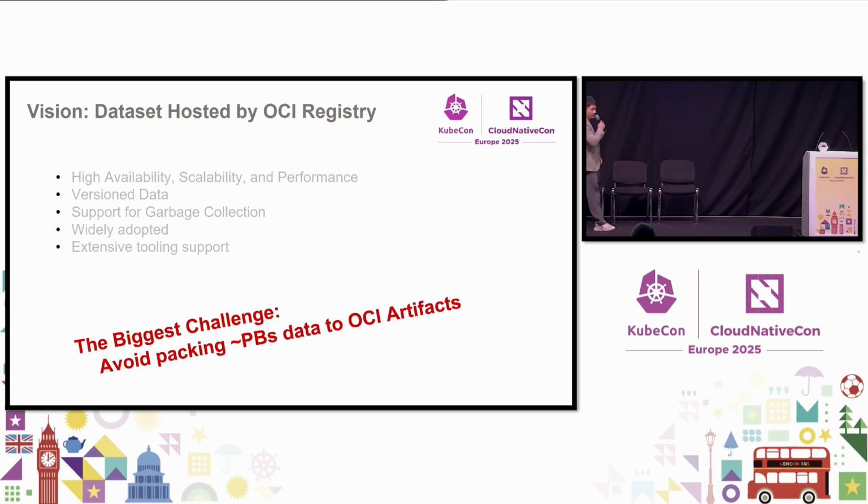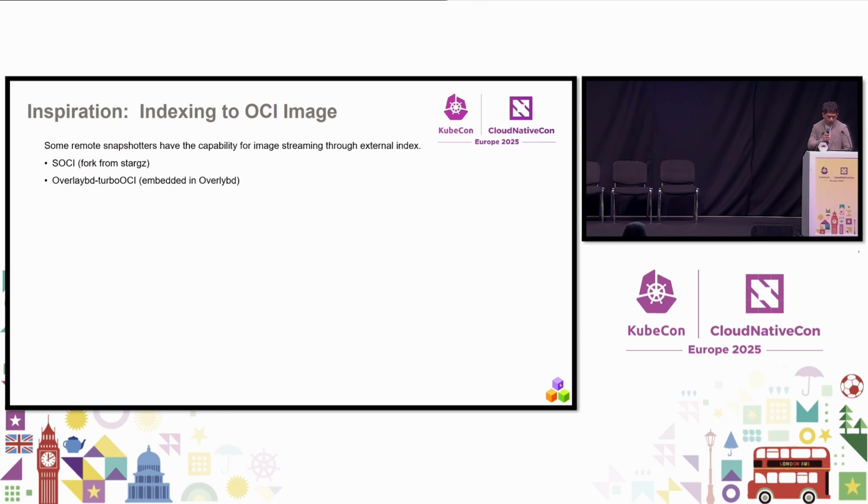Okay, thanks Esteban for his speech. Now I will show you how to solve the problem raised earlier. The inspiration for this came from the indexing to OCI image. The community already has some solutions where a remote snapshotter can create a mount point for streaming by external indexes and without repackaging the image, such as the seekable OCI (SOCI) and overlayBD.